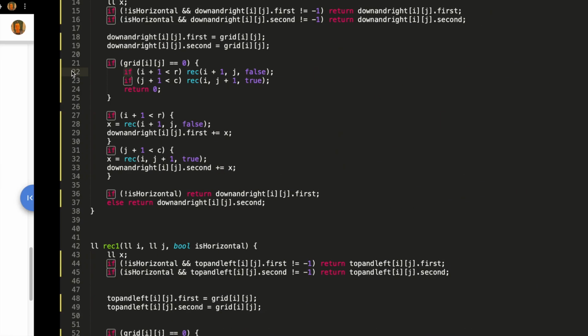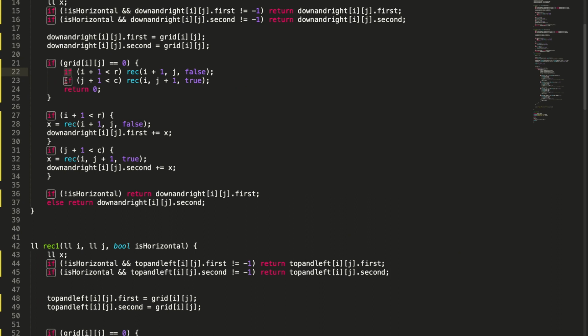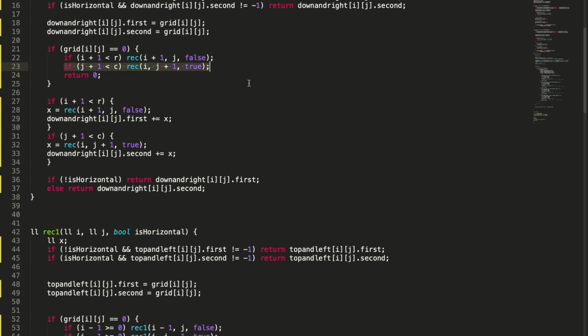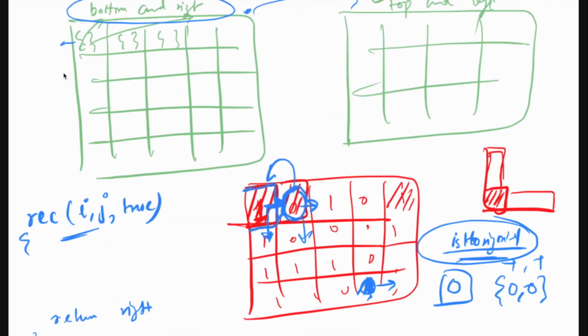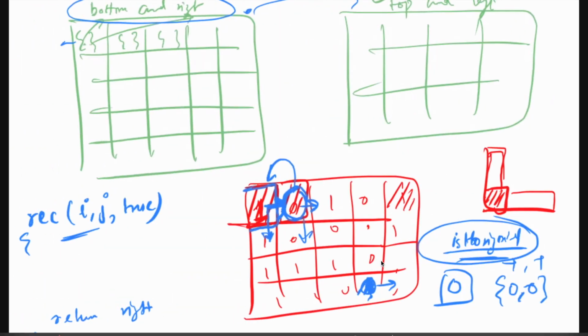So this is why we will call the function here. If i plus 1 is less than r, we will call the next recursion from here. Similarly for the direction, i plus 1 basically goes down, and j plus 1 goes to the right, and whatever value we get, we always pass 0. It means that when we are on this 0 here, this particular value was 0, and when the value is returned from here, that will always be 0, because we only need consecutive ones.